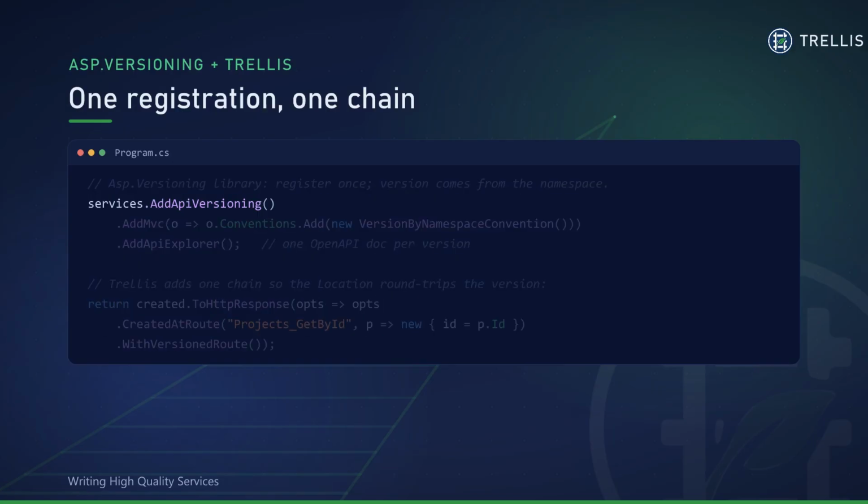And the wiring is one registration. Add API versioning. Then add MVC with the version by namespace convention. Then add API Explorer. Those are all the libraries, and that one convention is what reads the version out of the namespace, so you never write an attribute.